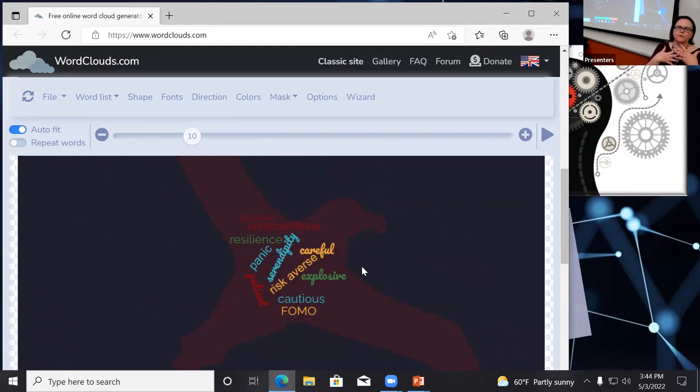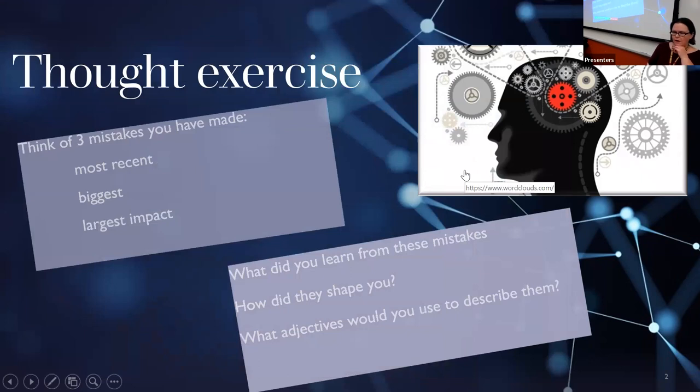And I was hoping some of you would think of something that shaped you, maybe it was a big mistake, but it molded you in a good way, right? It had a good outcome in the end. Not all mistakes do. Or maybe it's a good outcome because now you're more patient, and you slow down and you focus. So I want you to think of it not as a negative. That's my agenda today.